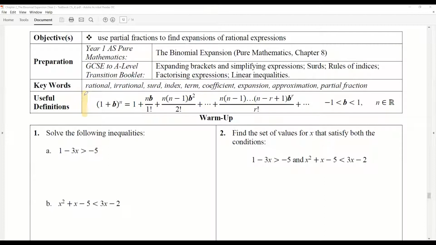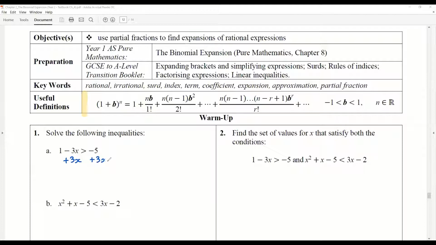Okay, so let's have a look at question 1a. We're asked to solve this inequality. It's a linear inequality. You've done lots and lots of these. So just looking at it, there's lots of ways I could attempt this. I think the first thing we're going to do is just add 3x to both sides of the inequality.